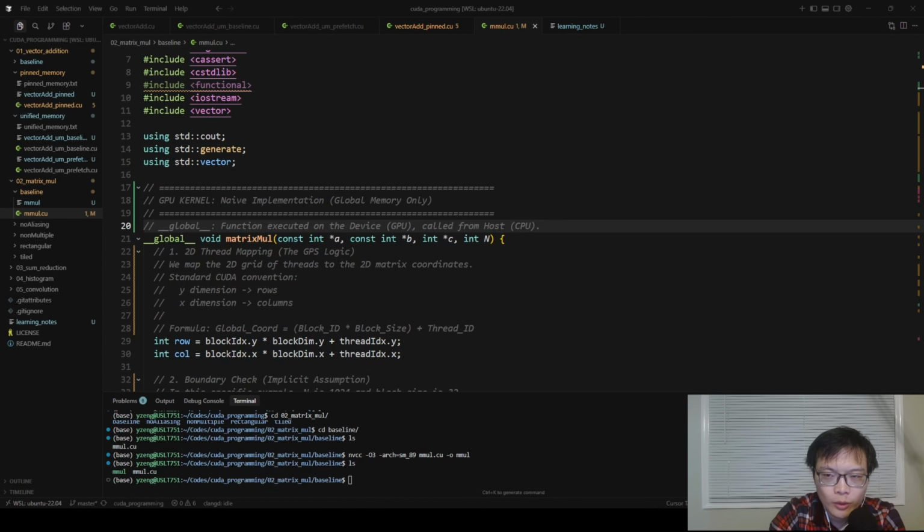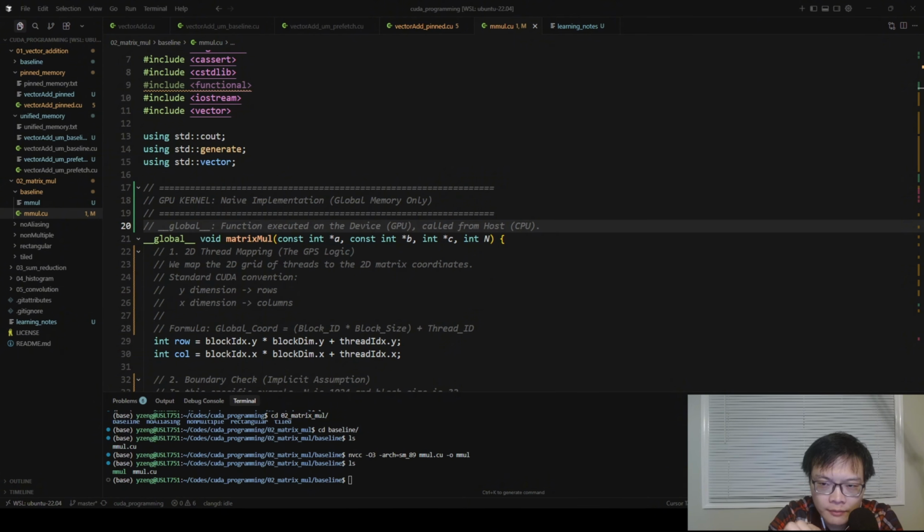Hi everyone, welcome back. Today we are tackling the hello world of high performance computing, matrix multiplication. While the previous example, vector add, tested our bandwidth, matrix multiplication tests our compute throughput. So our goal is very simple: to calculate C equals A times B.